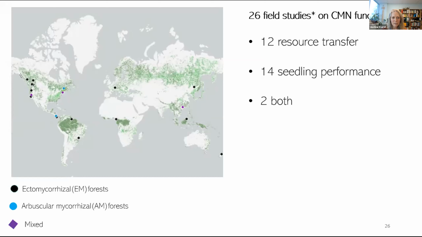The black circles correspond to studies that were done in ectomycorrhizal forests, so one kind of mycorrhizal type. The blue, there's just a few dots. This corresponds to field studies that were done in arbuscular mycorrhizal forests, so another mycorrhizal type. And then the purple, there's just a couple or three of them, I think. This corresponds to field studies that were done in mixed forests.